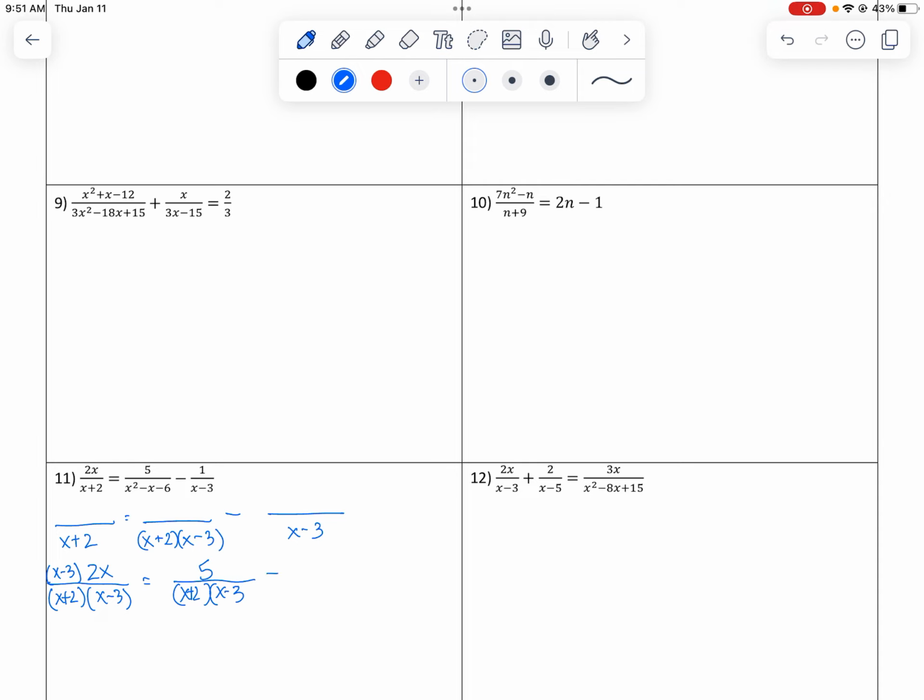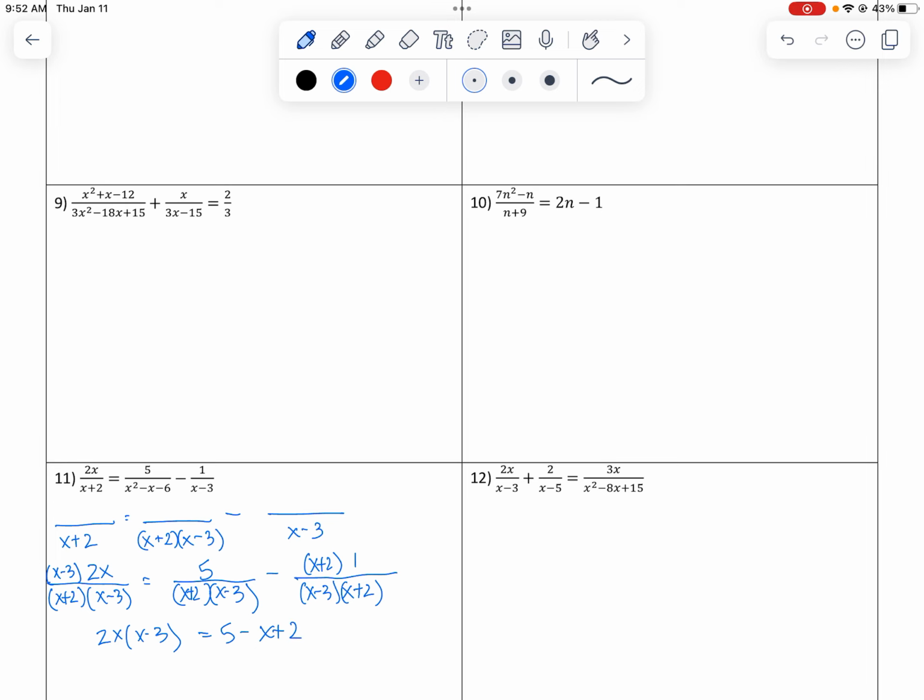And here I have the partial denominator as x minus 3, but to get a common denominator I have to multiply by x plus 2. And so 1 gets multiplied by x plus 2. Again, I can leave my common denominator. Now that I've got it, I can just solve the numerator for now. So I've got 2x times x minus 3 equals 5 minus x plus 2.